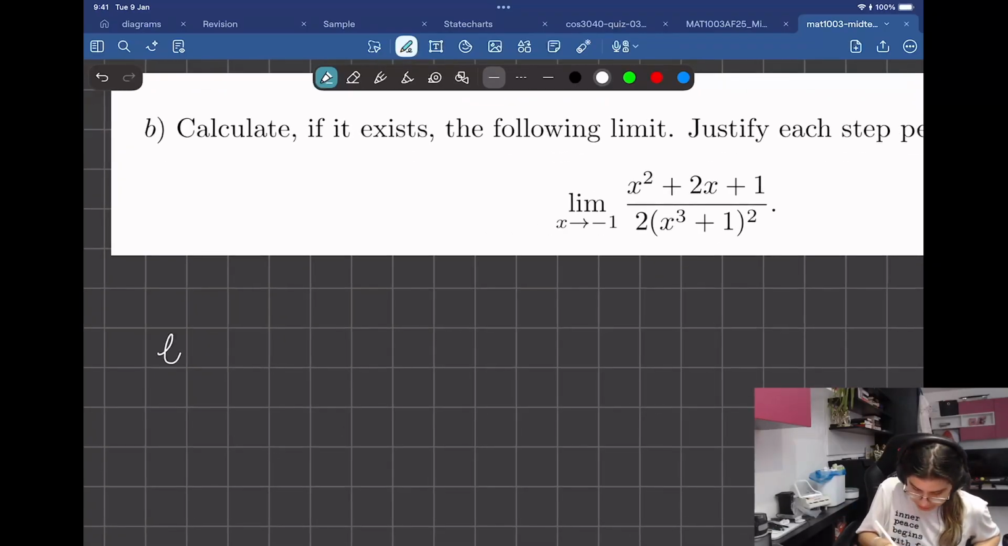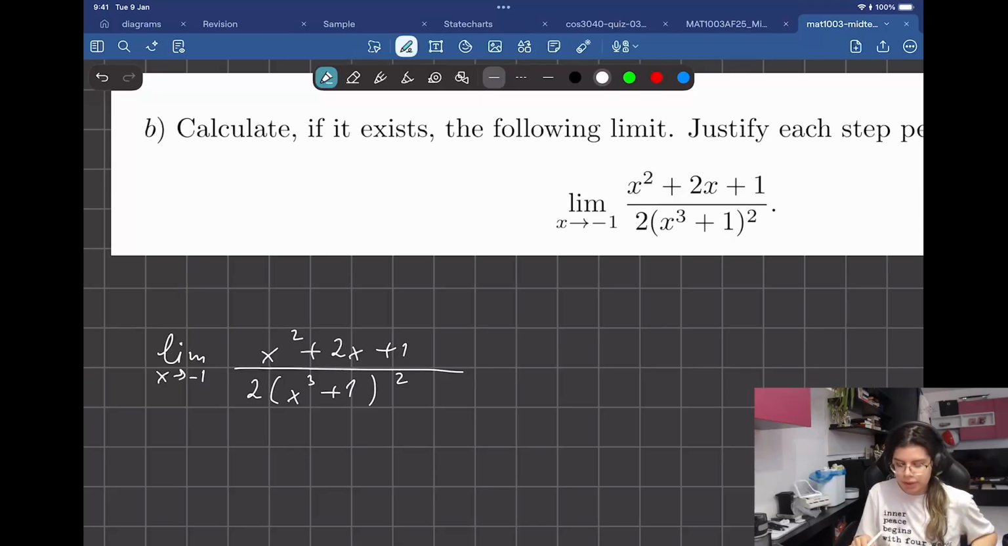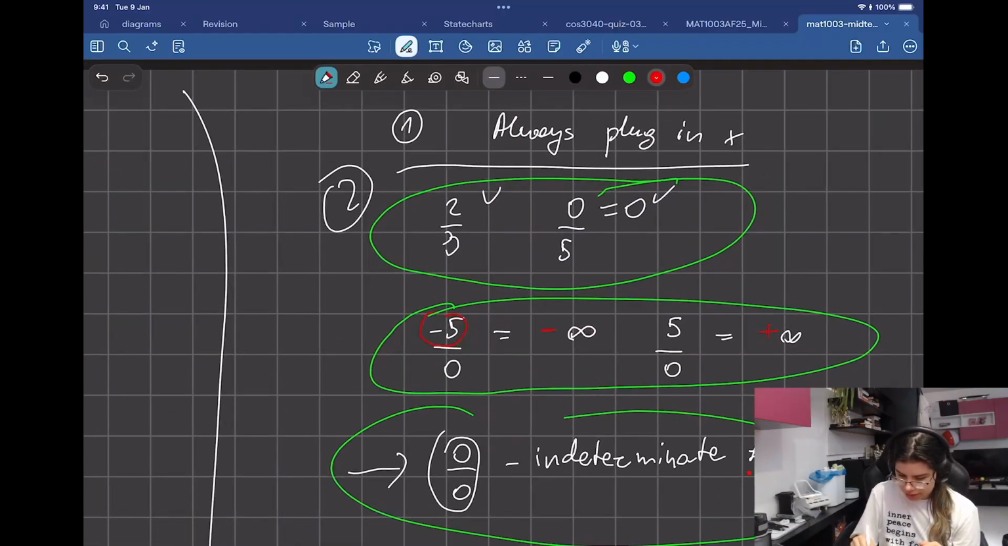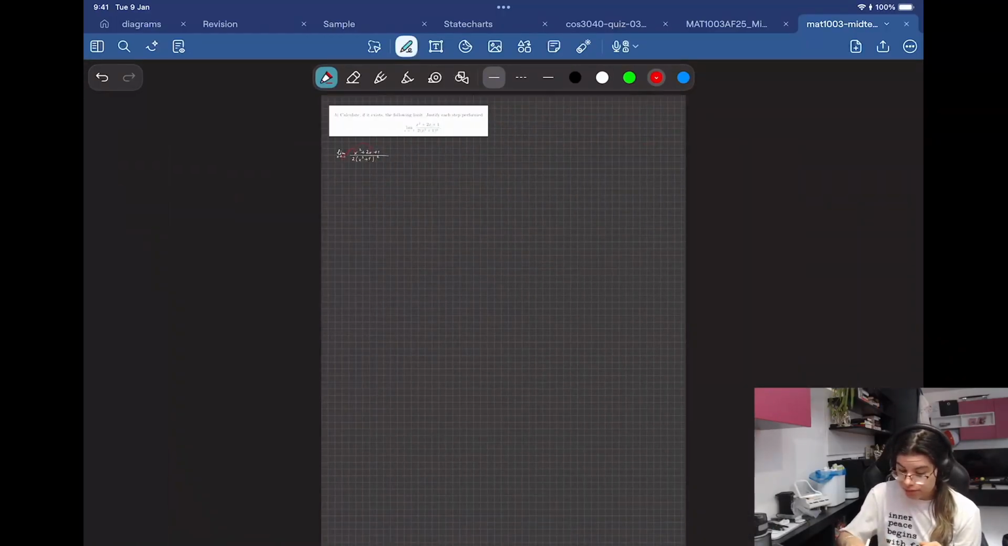So let's copy this one. The limit as x approaches minus 1 of (x squared plus 2x plus 1) over (2 times (x cubed plus 1)) the entire thing squared. Now, what was the first step when solving limits? First step is to directly substitute, or plug in minus 1 for x everywhere, right? That's what the first step was, okay? Always plug in x first. So let's do this.